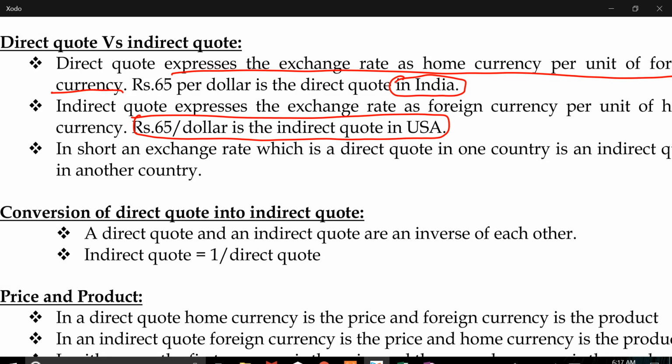So rupees 20 per apple can be converted as apple 1 by 20 per rupee. Any doubts on this? Similarly, rupees 65 per dollar can be converted as US dollar 1 by 65 per rupee.